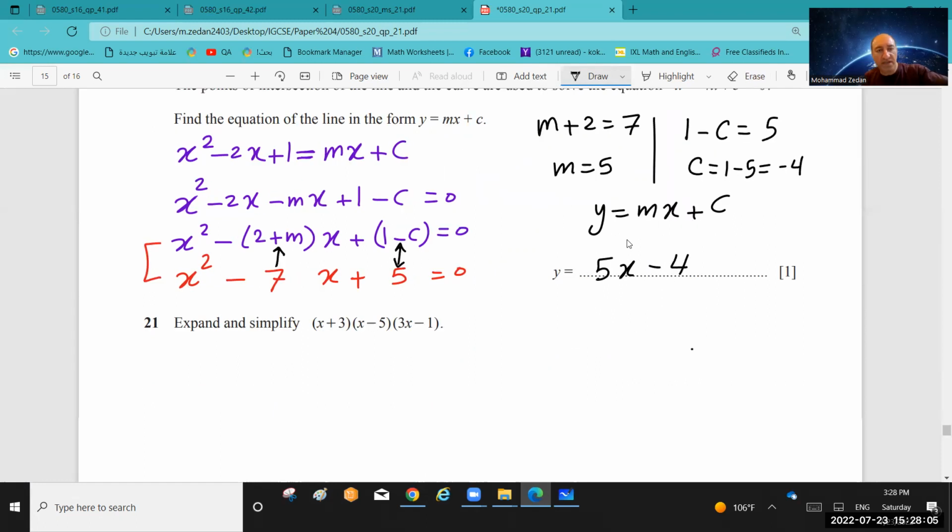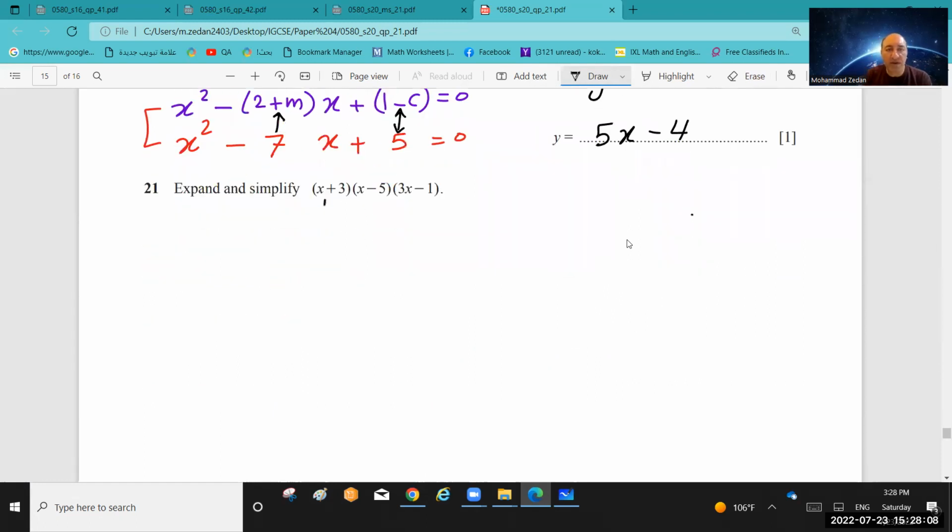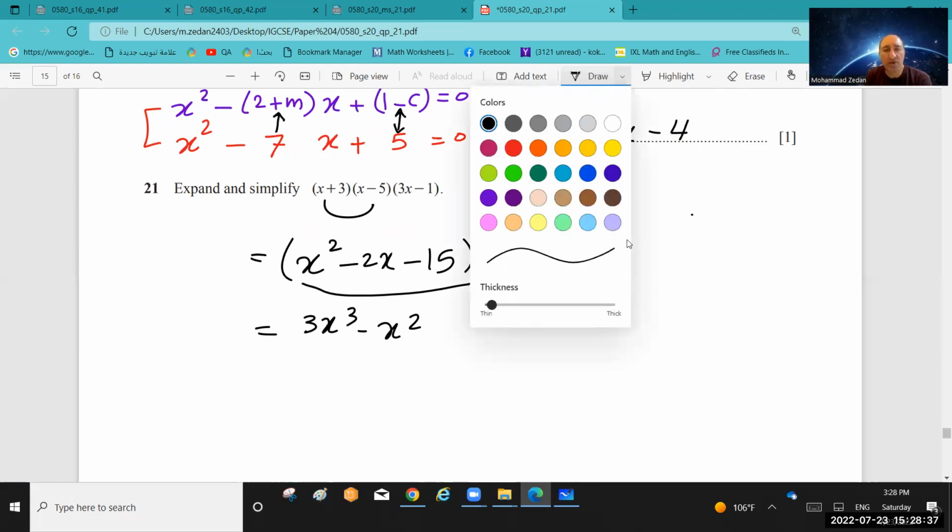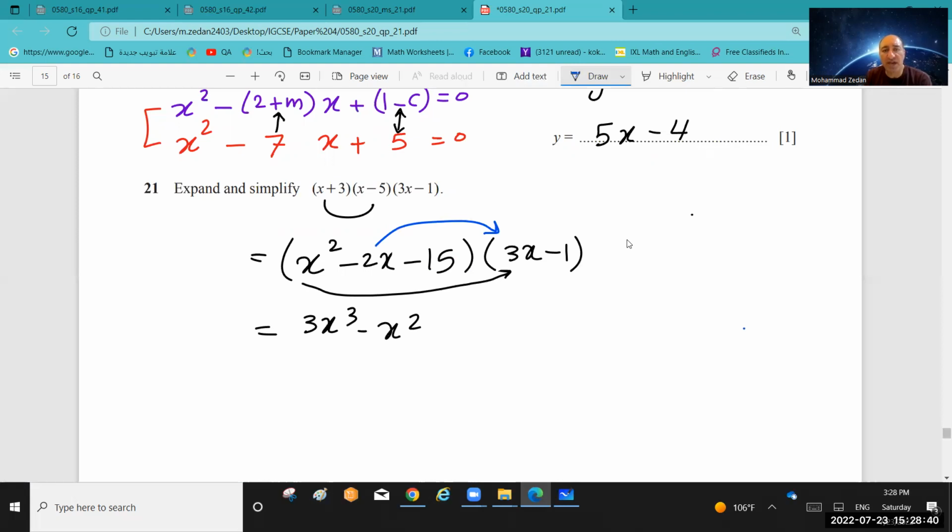Question 21 is a direct multiplication. You can multiply these together by FOIL method or any other method. You have x squared, 3x minus 2x minus 2x minus 15. So x squared minus 2x minus 15, and multiply the resulting polynomial by 3x minus 1 by distributive property. X squared multiplied by this bracket gives you 3x cubed minus x squared. Negative 2x also multiplied here gives negative 6x squared plus 2x, because negative times negative is positive.